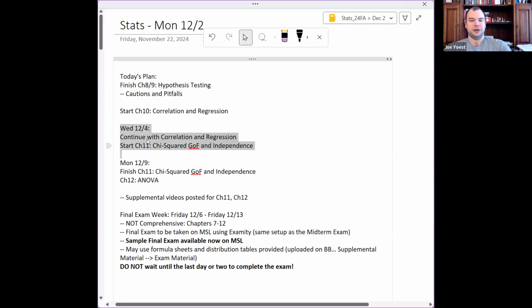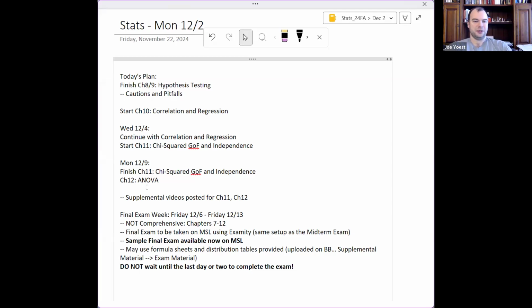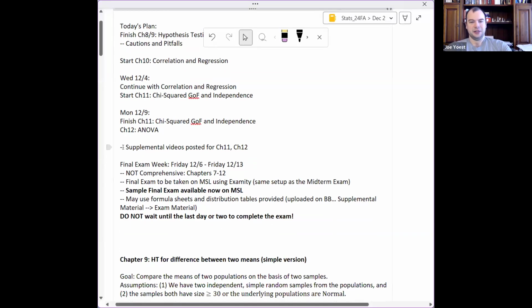Wednesday coming up, we have finishing up correlation and regression, starting chapter 11, chi-squared goodness of fit and independence. We might or might not get to that on Wednesday, just depending on how time progresses. But I did post the chi-squared recordings and ANOVA on the YouTube playlist. So if you want to, you can knock those out early. You can watch those lecture recordings from a previous semester.